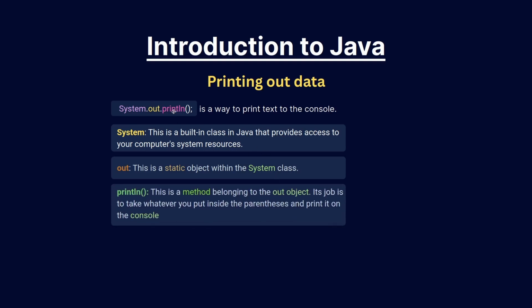And then we have the println here. This is a method because it ends with parentheses. Now, this method belongs to the out object, and to access something inside, maybe I want to access the out object which is inside the System class, I use a dot. So System.out means that I want to access the out object which is inside the System class. And then when you come to println, it says I want to access the println method which is inside the out object. Okay, so don't get confused about these dots. Now this method is used to print out text on the console.